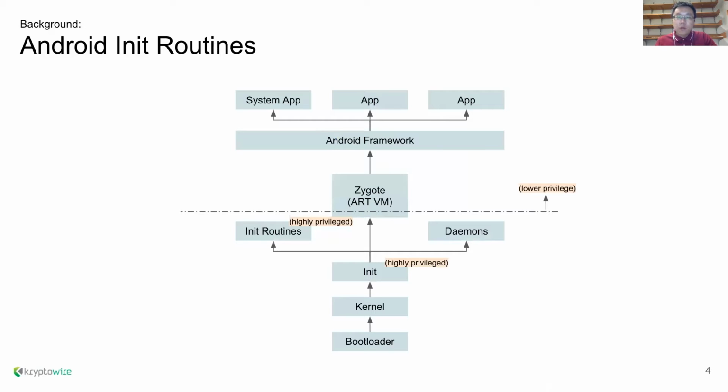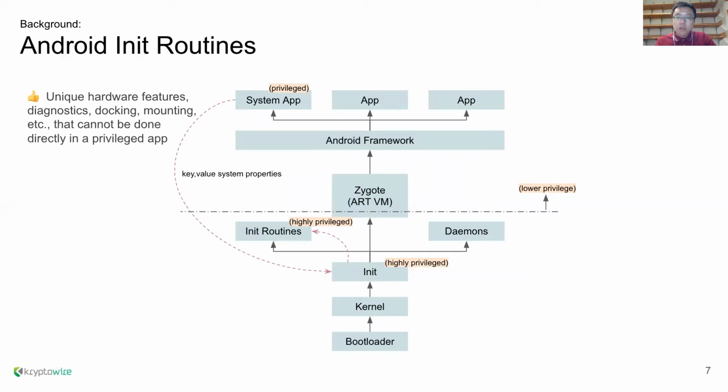Let's look at how Android init works in more detail. Android init and the routines are running with high privileges. Android allows system apps and init to exchange information by reading or writing system properties. Once the properties are written and the corresponding trigger condition is matched, Android init can execute an init routine at any point while the system is running. This allows a system app to easily perform high-privileged operations.